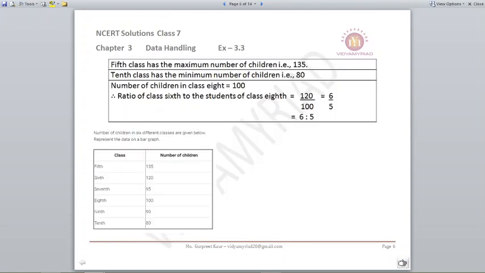After that, they are asking about the ratio of the 6th class and class 8th. How many students were there in 6th class? See, I have shown the table below. 6th class has 120 students and 8th class has 100 students. We need to find their ratio. So we will do 6th class students upon 8th class students, that is 120 upon 100, which will give us 6 upon 5, and we can write it as 6:5.